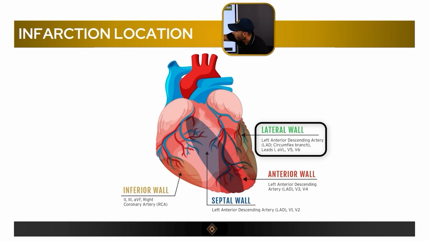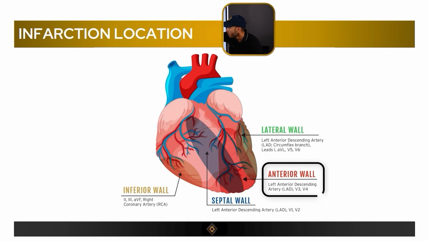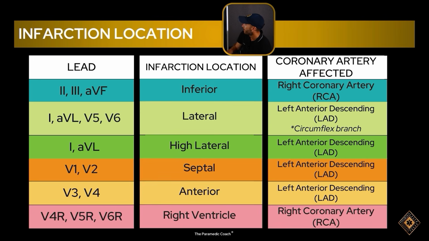The lateral wall, that's our LAD, the left anterior descending artery, but we also get a branch off into the circumflex branch: 1, AVL, V5, V6. Anterior wall, clear cut, LAD, the widowmaker, the left anterior descending artery, okay? So now we know, we got it down cold. We stamped that down. Let's move on, okay?